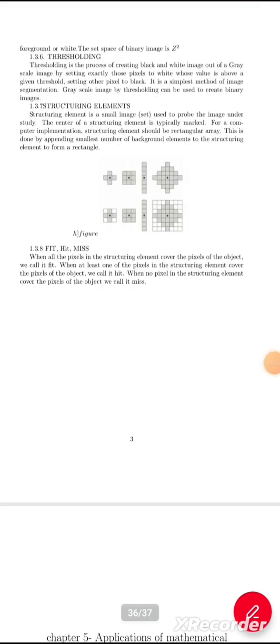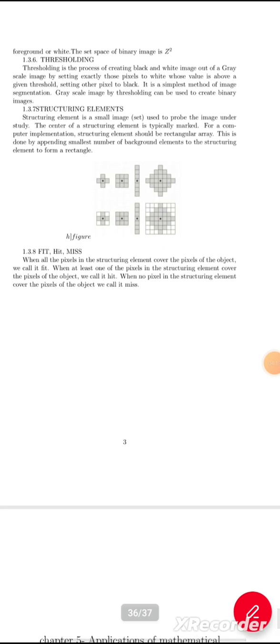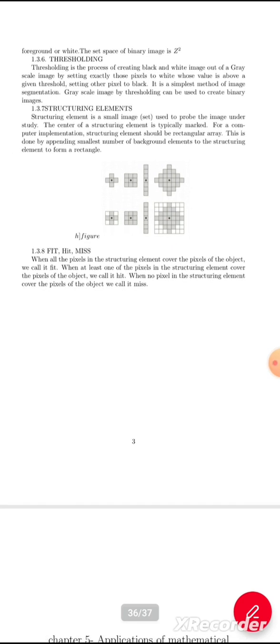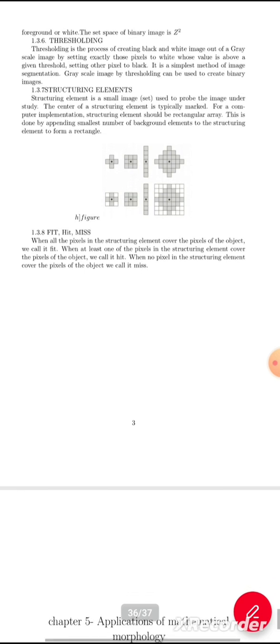First, what is fit? When all the pixels in the structuring element cover the pixels of the object, we call it fit. When at least one of the pixels in the structuring element covers a pixel of the object, we call it hit. When no pixel in the structuring element covers the object, we call it miss.